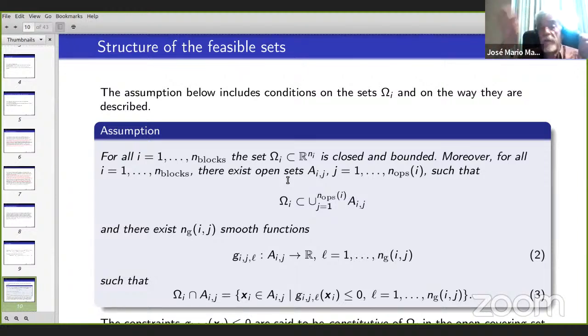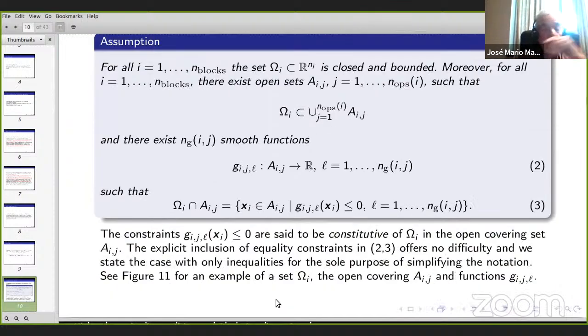Such that on each of these open sets, the feasible set is represented by equalities and inequalities. But these equalities and inequalities are associated to the specific open set. I mean, we have a feasible set. I represent the feasible set. I consider the feasible set covered by a set of open sets. Inside of each open set, I can see this locally, and the feasible set inside of each open set is represented by some constraints that are associated to the open set. So each open set is going to be said to be constitutive of omega I.